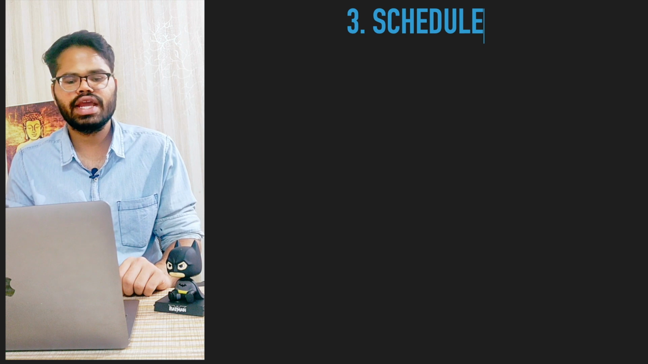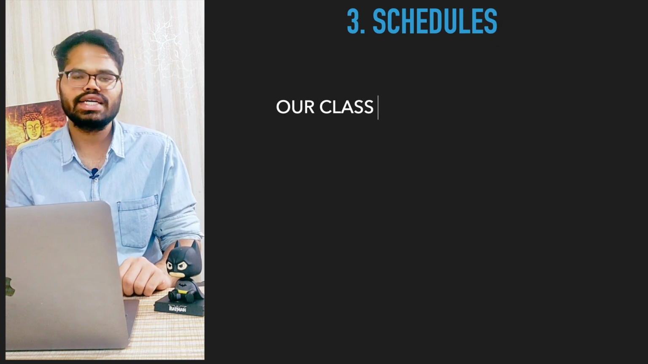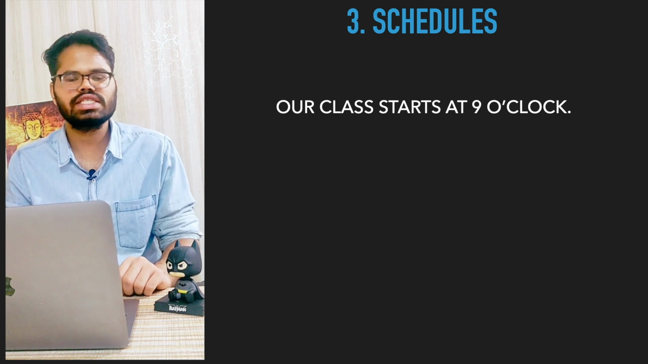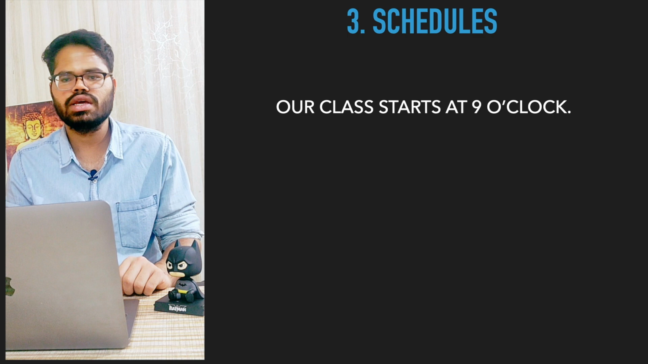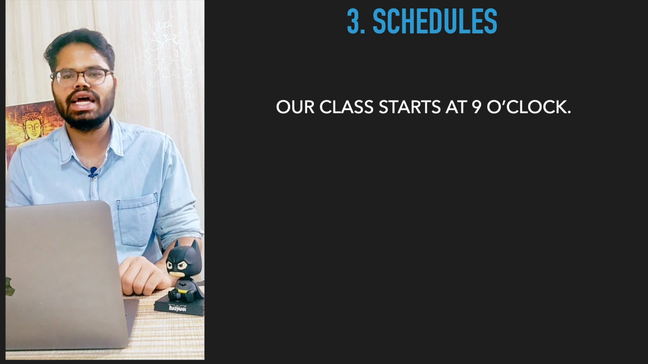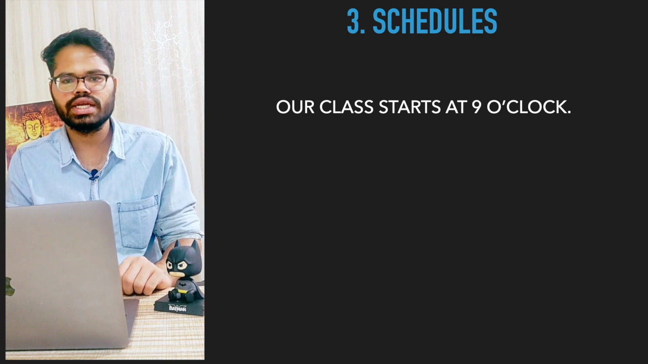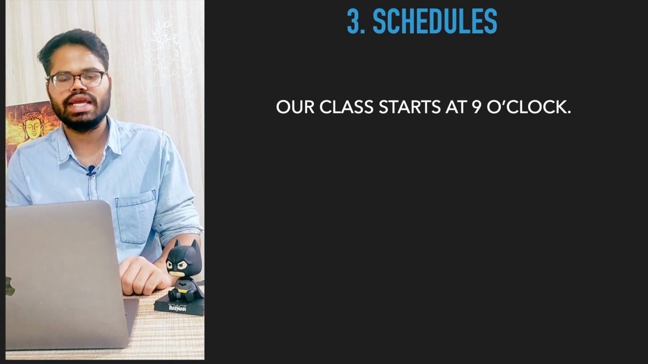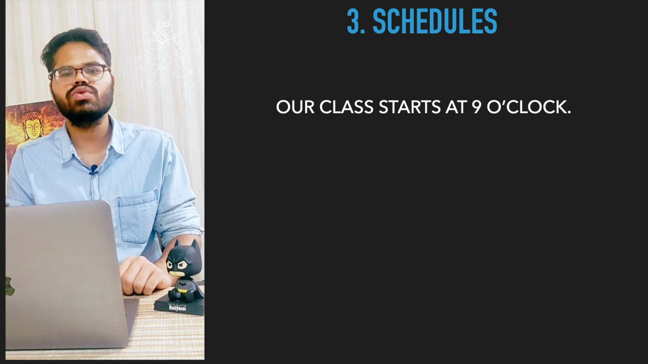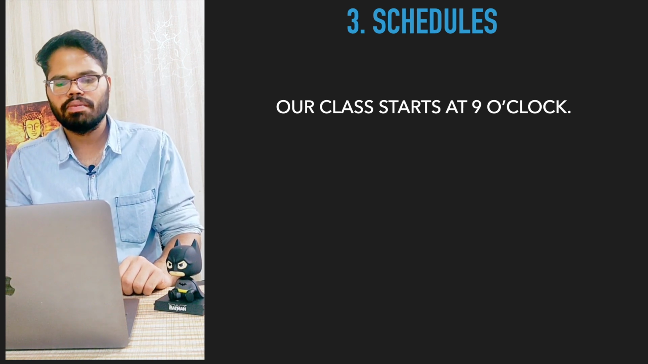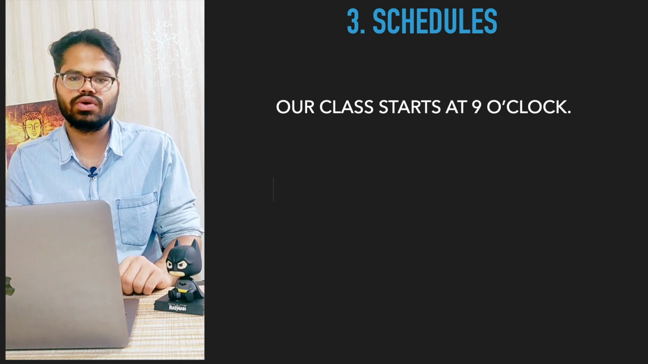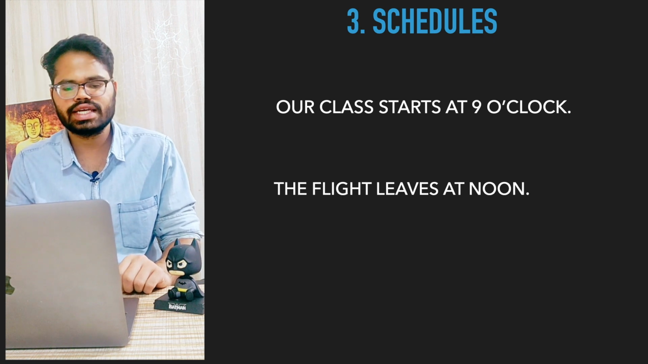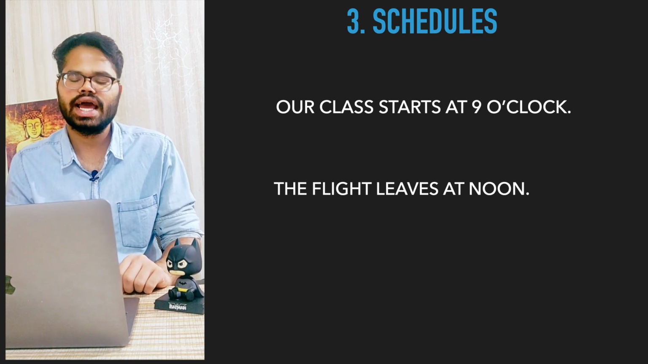The next usage that we have here is talking about schedules. What do I mean by that? Let's say your class on daily basis starts at 9 a.m. So what you will say? My class starts at 9 a.m. That is an arrangement which happens regularly, and that is more like a schedule that you have, that you follow. It happens on daily basis and there are no changes to it. So what you will say? My class starts at 9 o'clock. You can also say the flight leaves at noon. So this is also a general statement, as flight regularly leaves at noon.